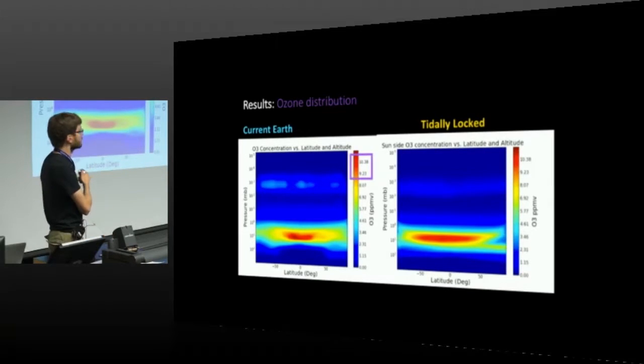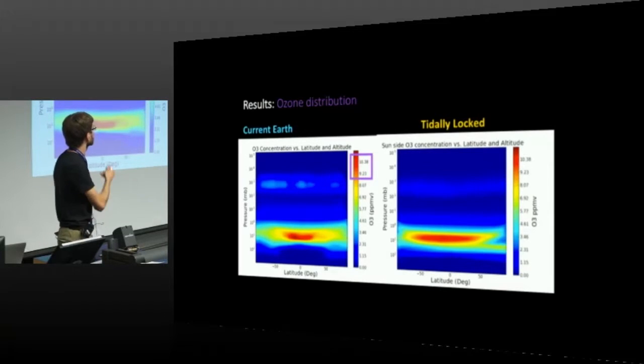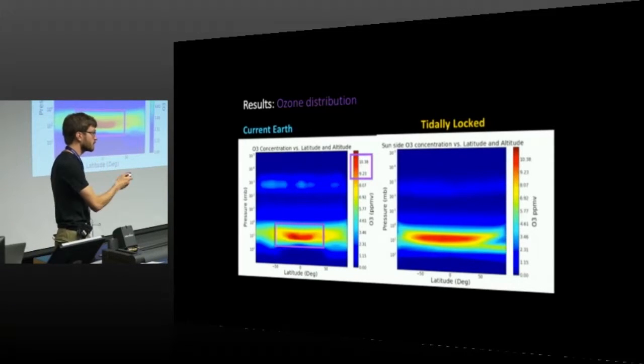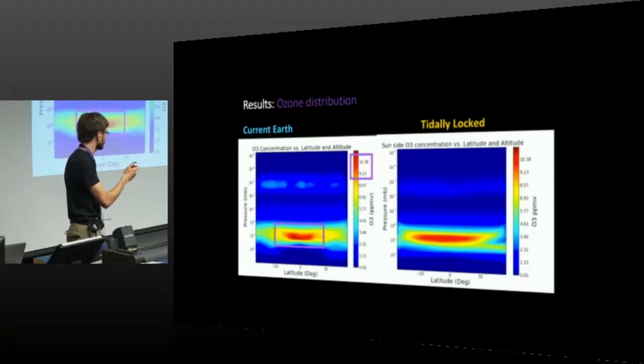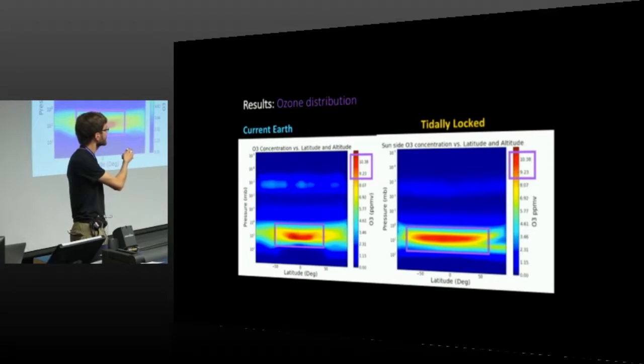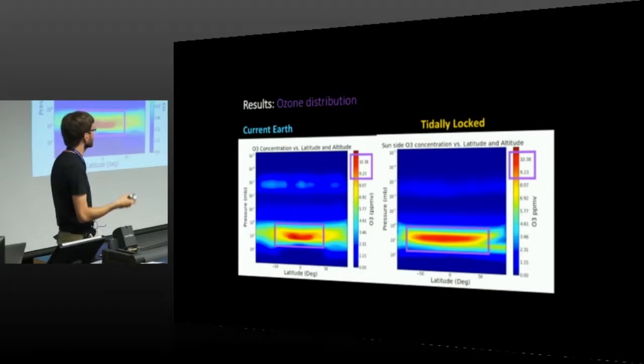So fortunately, we're able to simulate this for current Earth. We have up to 10 parts per million in the stratosphere, and it looks like those concentrations are there. That's what we observe normally with actual missions up to the stratosphere. And very fortunately, using the same scale, we have the same ozone concentration on our tidally locked planet. So it's very reasonable to conclude that this planet is adequately shielded from UV radiation.